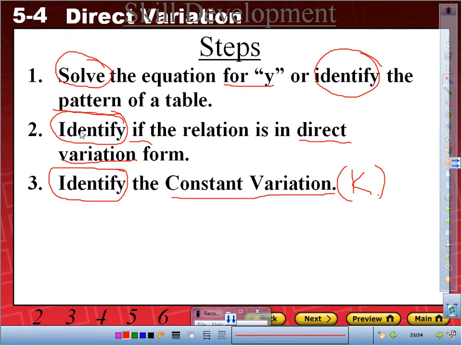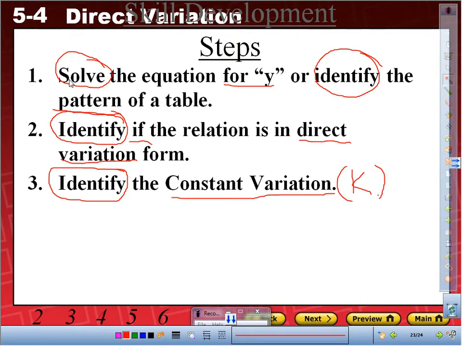Step 2, identify if it's direct variation. If it is direct variation, step 3, identify the constant variation. Let's see all together.